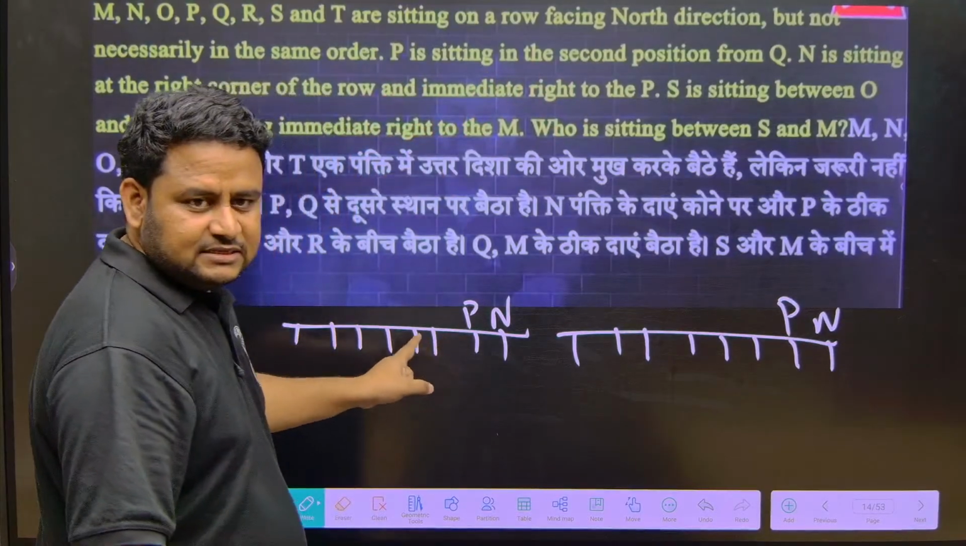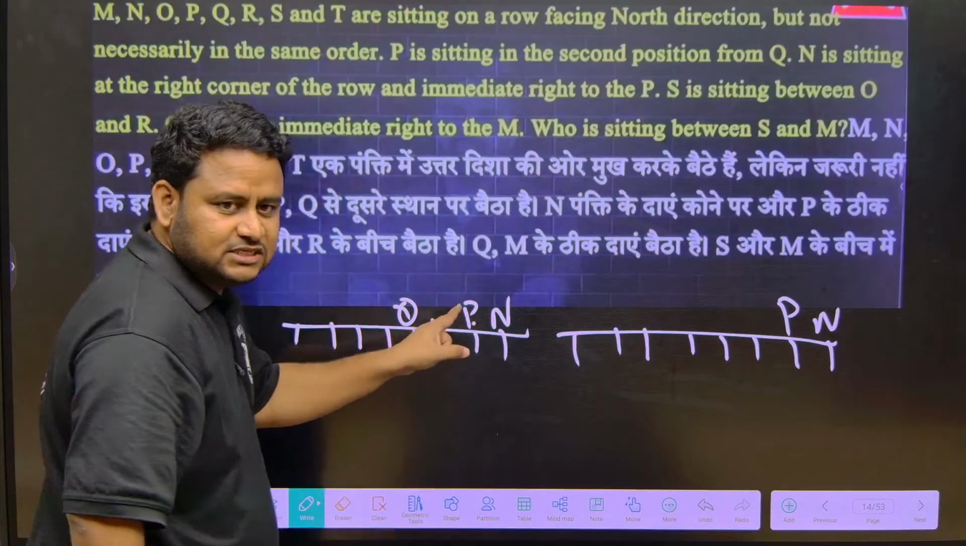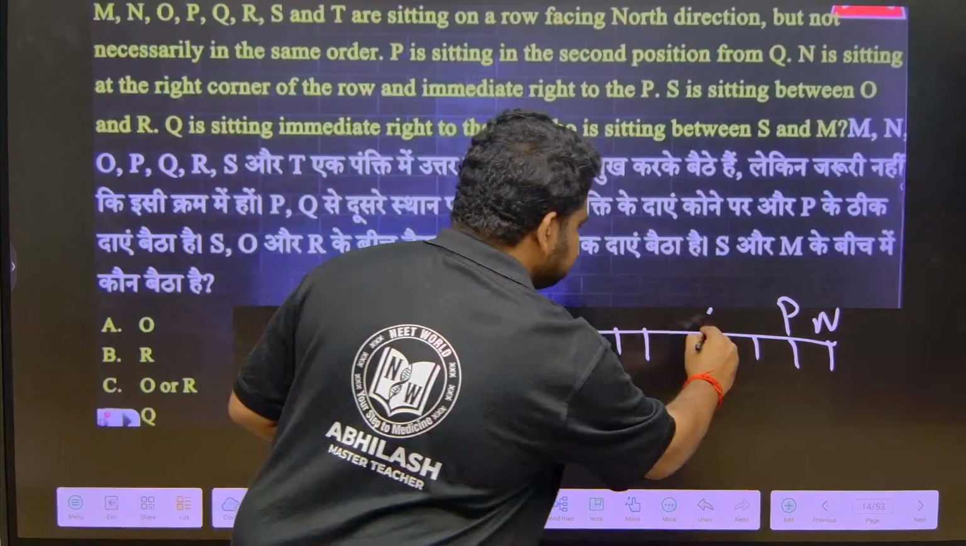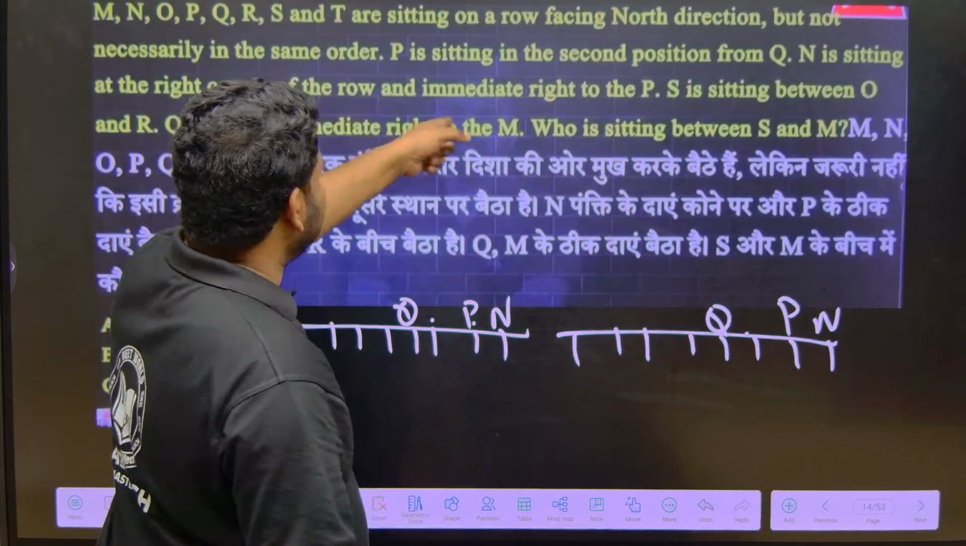P is sitting second position from Q. So that means Q should come here, first position, second position is P. Now what are they telling? N is sitting right corner of the row, immediate to the right of P.